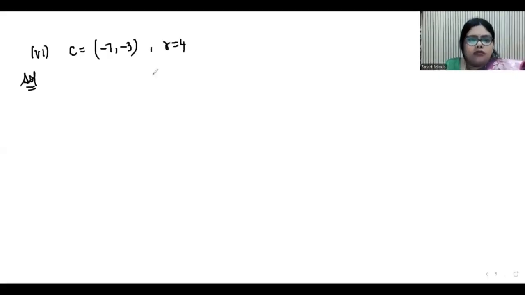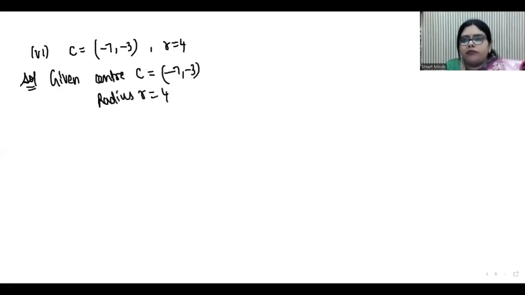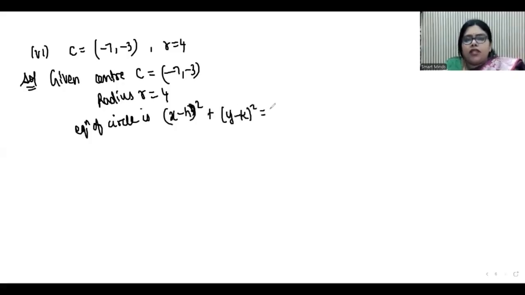Take the next question. What is given to us? Given center C is equal to (minus 7, minus 3) and radius r is equal to 4. Now what is equation of circle? Equation of circle is (x minus h) whole square plus (y minus k) whole square equals r square. So (x plus 7) whole square plus (y plus 3) whole square is equal to 4 square.